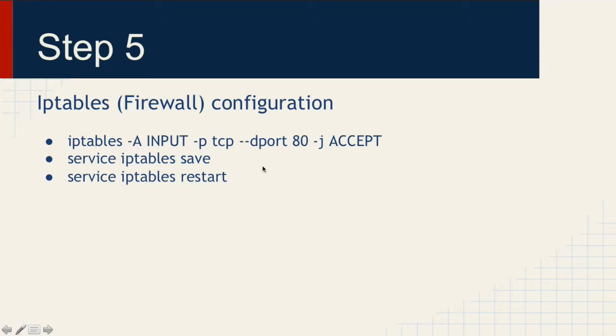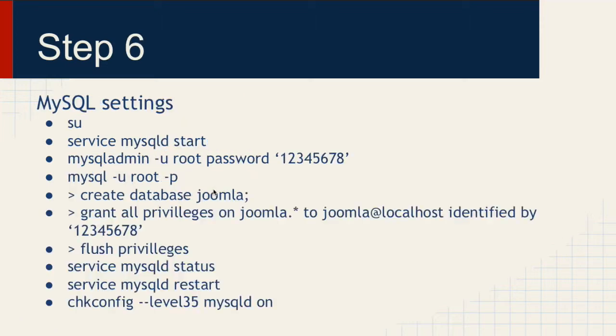So the iptables firewall configurations. We have to input the following command, and this is to tell the firewall that we want to accept port 80, which is for web services, as well as service iptables save and iptables restart. So initially we are starting the firewall.